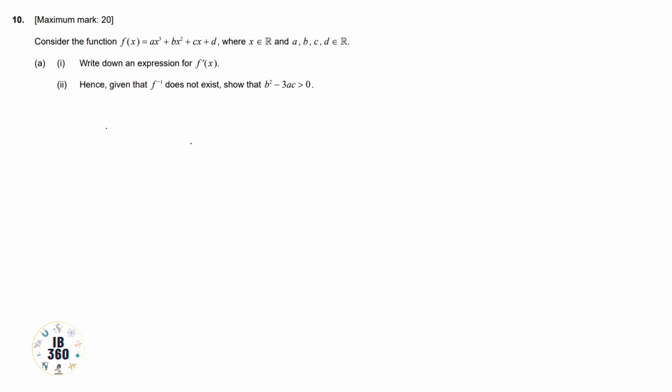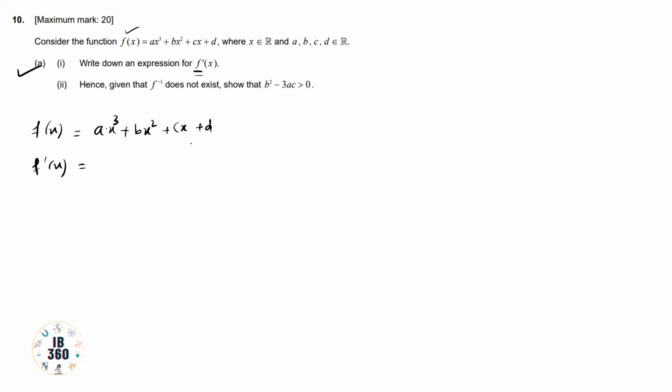In this video we will discuss the section B of the HL paper. So the first question is, here you can see, write down an expression for f dash x. Here f of x is given, so we have f of x equals to ax cube plus bx square plus cx plus d, and we need to find out f dash x.